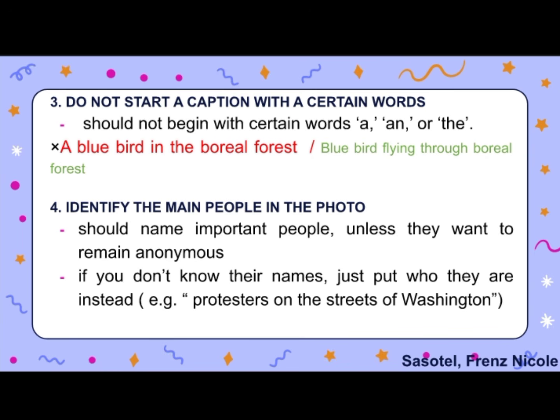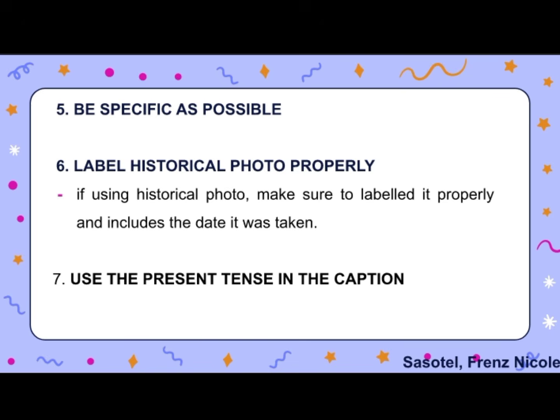Moreover, of course, it is important to remember that in writing a caption, make sure that any or all names you use are spelled correctly and have the proper title. The fifth one is be as specific as possible. This advice goes hand in hand with being accurate.